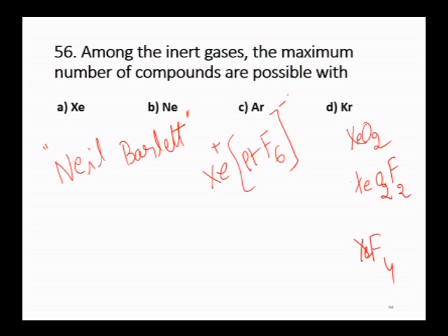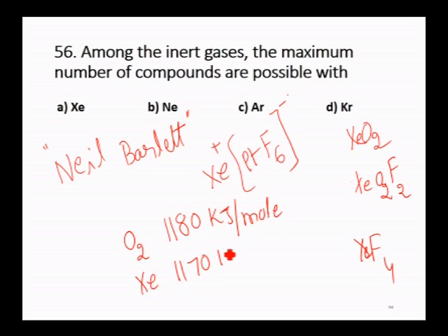Neil Bartlett is the person who observed that oxygen has an ionization energy of 1170 kilojoules per mole. To remove one electron from an oxygen atom, it needs 1180 kilojoules, whereas xenon needs 1170 kilojoules. By observing these two values, he concluded that varieties of compounds can also be prepared from xenon.